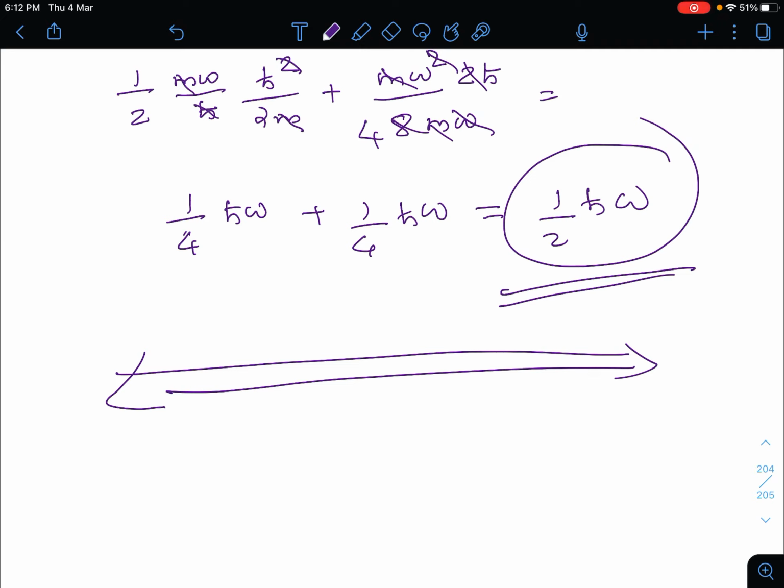So that's all. We will be discussing a slightly tough question, that is the ground state energy of a helium atom, in the next class.